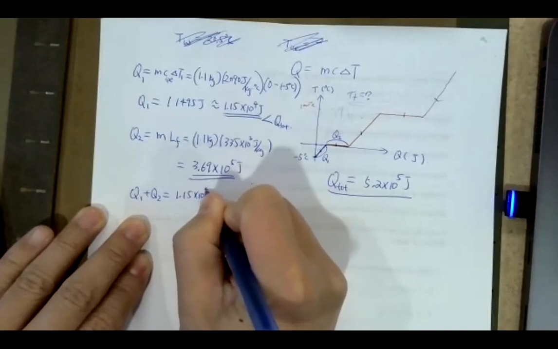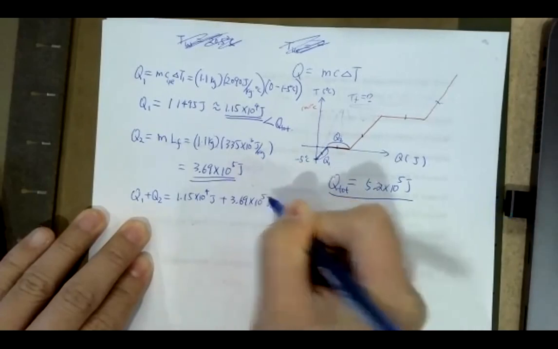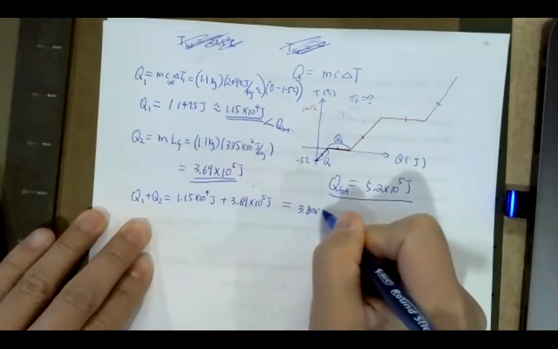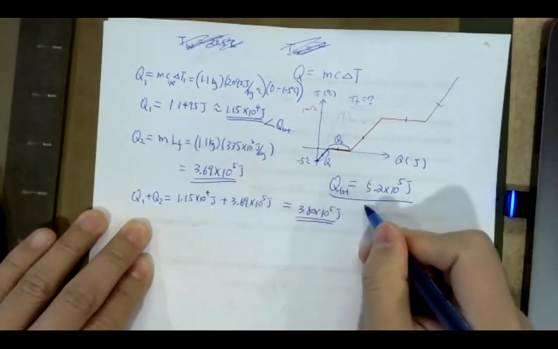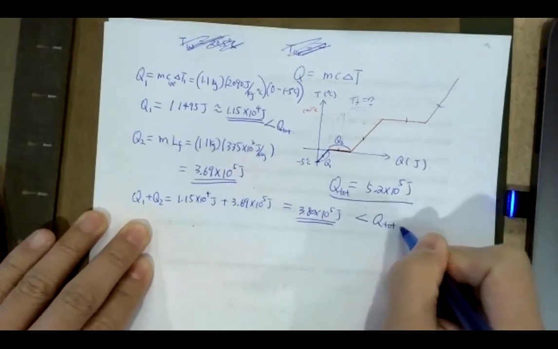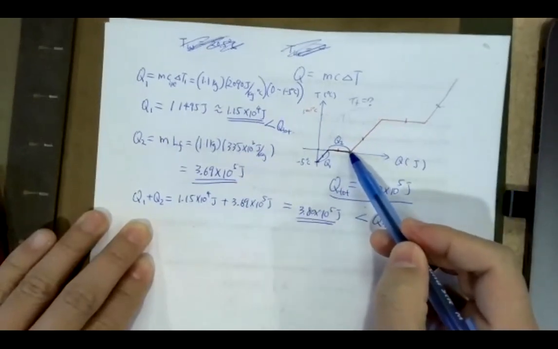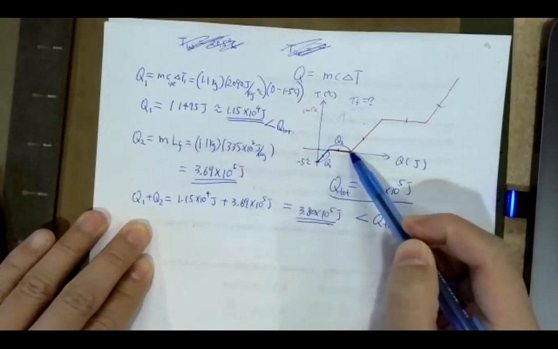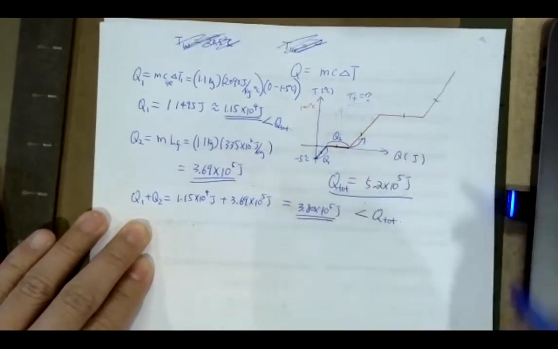1.15 times 10 to the fourth joules plus 3.69 times 10 to the fifth joules. In this case, this is 3.8 times 10 to the fifth joules, okay? So this is still less than the total heat you added, still less than Q total. So that means now your ice is fully melted, it becomes water. There's still remaining heat to be added to the system, right? So the temperature of the water will rise, okay?